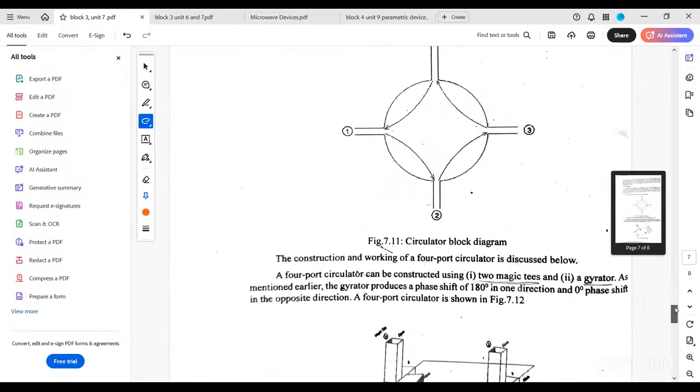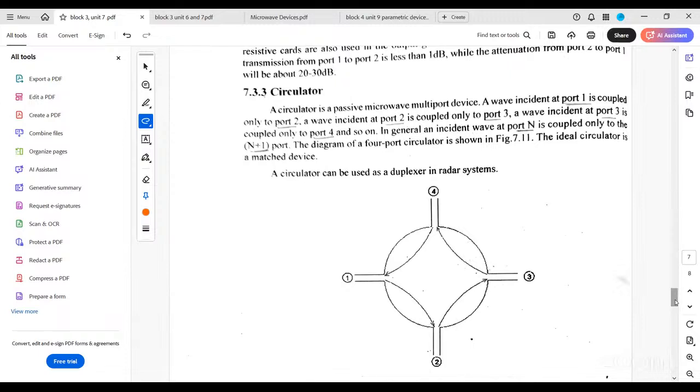Next is circulator. Just observe figure 7.11. Circulator having 4 ports. Port 1 is connected to port 2. Port 2 is connected to port 3. Port 3 is connected to port 4. Port 4 is connected to port 5. Like we can imagine that n ports are there. Suppose port 1 is input.